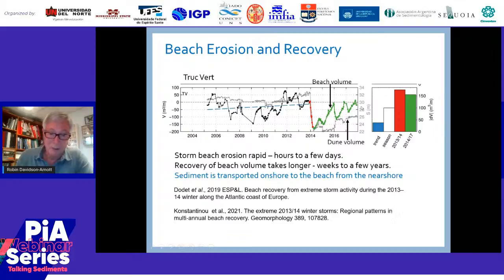In fact, there's another recent paper by Constantinou looking at beaches in the southwest of England. And what we see from there is that basically all the beaches and pretty well all the dunes have now recovered to their state as they were before this big storm season occurred. So it gives a fair amount of support to the idea that the beach and dune systems are in equilibrium, and that even with very large storm events, the sediment is just stored in the nearshore and makes its way back onshore.